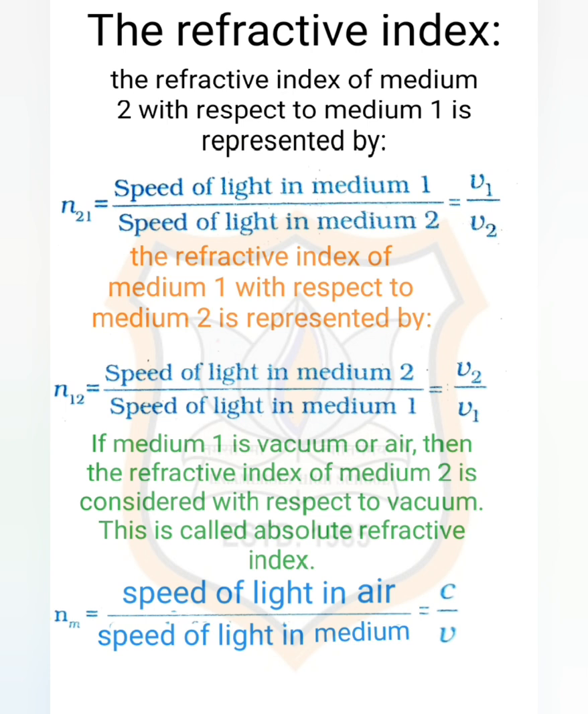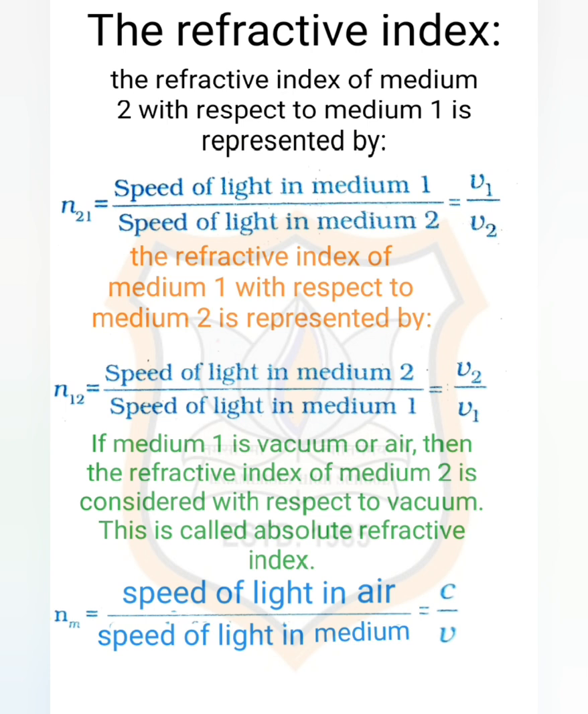If medium 1 is vacuum or air, then the refractive index of medium 2 is considered with respect to vacuum. This is called the absolute refractive index of the medium. It is simply represented by n2. If c is the speed of light in air and v is the speed of light in the medium, then the refractive index of the medium nm is given by nm is equal to speed of light in air upon speed of light in the medium, c upon v. The absolute refractive index of a medium is simply called its refractive index.